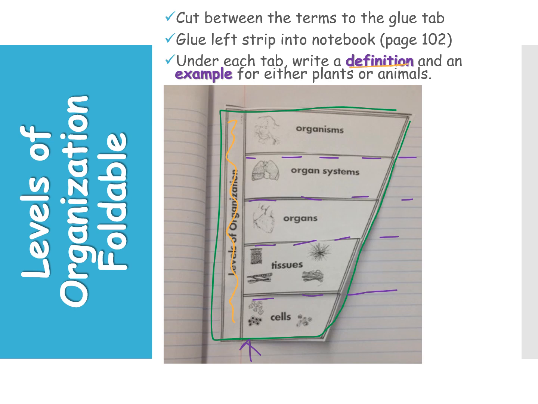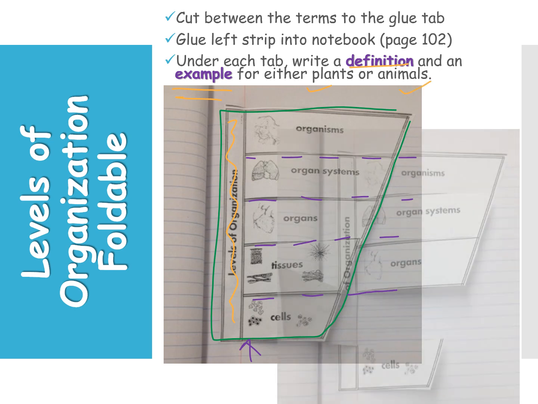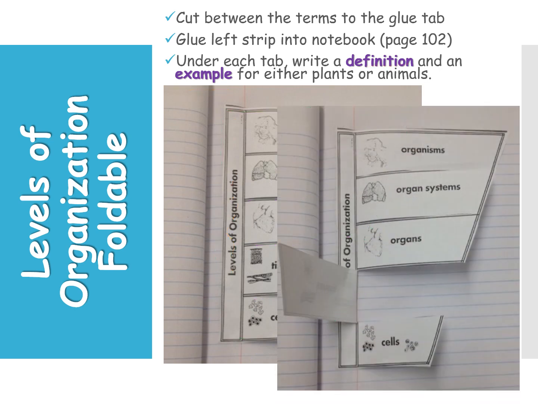Okay, now under each tab or term, you're going to write a definition for each term. You can put it in your own words or write what you learned from the notes, and an example of something that fits in that category for either plants or animals. So for instance, you could, under tissues, define it as groups of similar cells with the same job. For example, muscle tissue in animals. Okay, that is it. This is part of your notebook score or check on the next check. So make sure you do it.